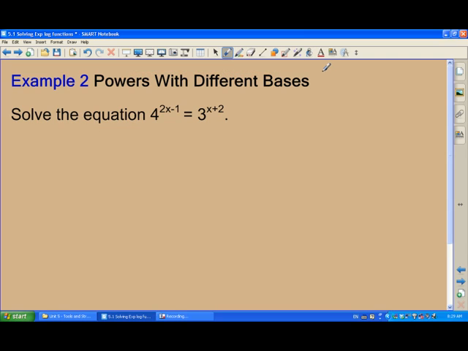Okay, example 2. Now we have a question where we have powers with different bases. Yesterday, we spent time trying to manipulate the bases on both sides so that they were equal to each other. There's no easy way to do that with this question. But if we look at this and we look at the decay question we just did, these are very similar. The decay question had different bases on both sides. Here, with our different bases, we can start by taking the logarithm of both sides.